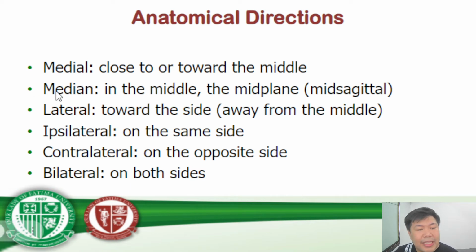Other terms that we did not discuss earlier are ipsilateral. So pag sinabi nating ipsilateral, these are structures found on the same side. So kunwari, my right hand and my right foot, pareho silang nasa right, so they are ipsilateral. When we say contralateral, these are found on the opposite side. So when we say left hand and right foot, they are contralateral kasi magka-opposite sila ng side. And when we say bilateral, they are found on both sides, both left and on the right. So when I say my left hand and my right hand, parehong meron, those are bilateral.